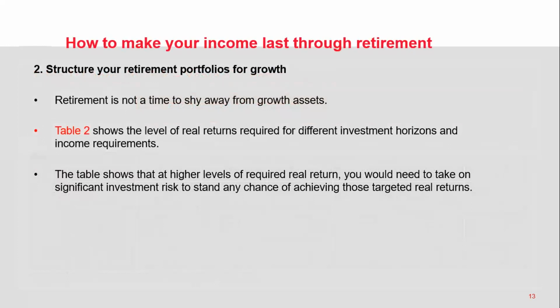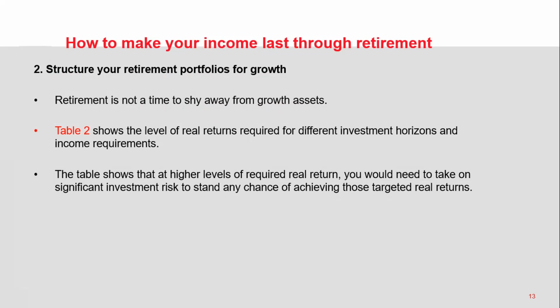The second objective is to structure retirement portfolios for growth. A lot of the time, retirees shy away from growth assets because of the high levels of risk associated with these kinds of investments. And most of us forget that we plan for between 20 to 30 years of retirement, and that's still considered long term. If you look at table 2 on the next slide, it shows the level of real return we need for different investment horizons and income requirements.